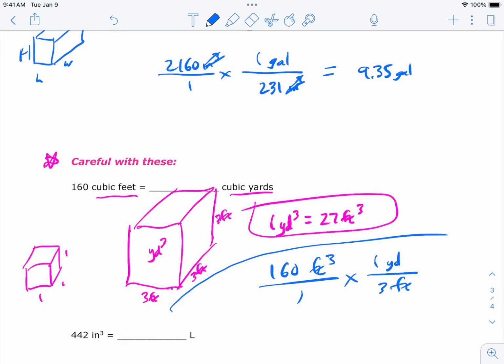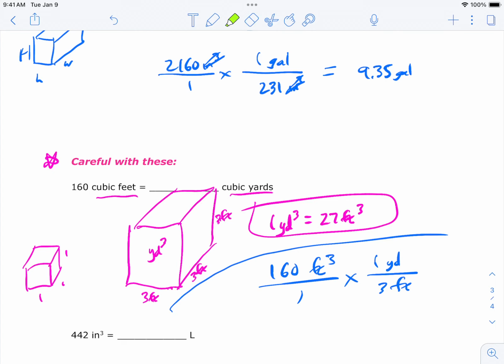Just keep in mind that's not good enough. You can't say that you're canceling feet with feet cubed. Feet and feet cubed are not the same thing. A foot is measured on a straight line. A cubic foot is a big old box, right? They're not the same thing. You can't say they're canceling.